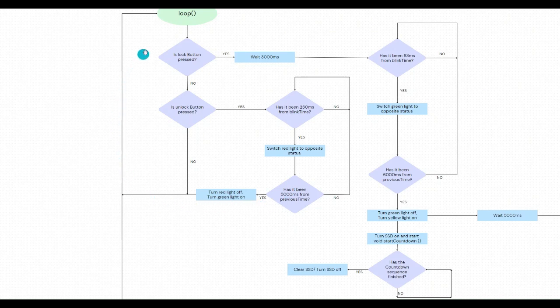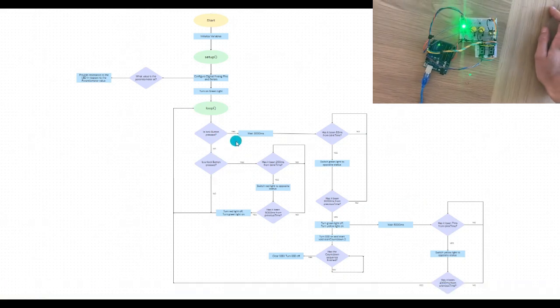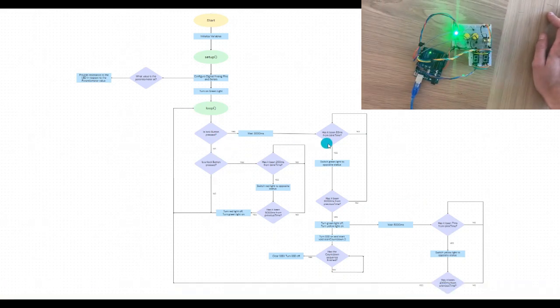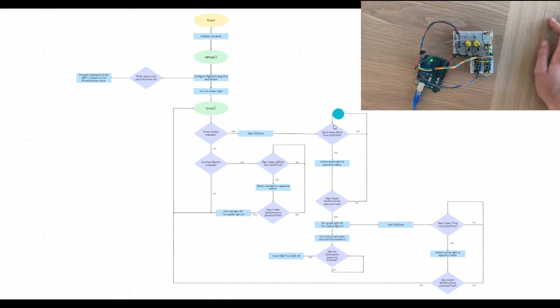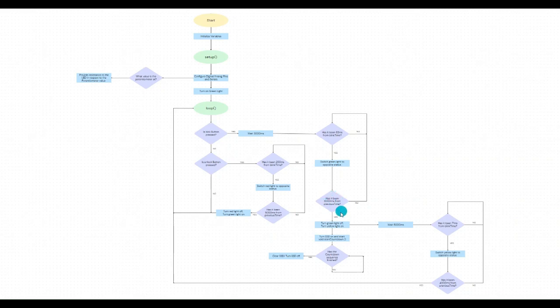As shown here in our flowchart, our code then performs a check. If the lock button has been pressed, it waits 3 seconds on the green light, begins to blink, checks that the amount of blinks has elapsed in 6 seconds, and initializes the SSD countdown.